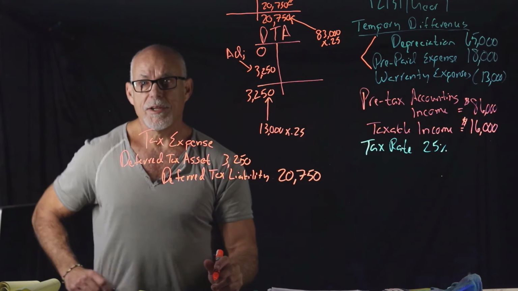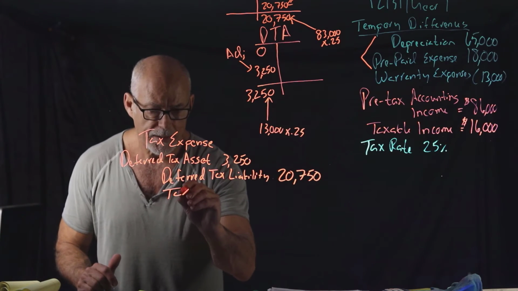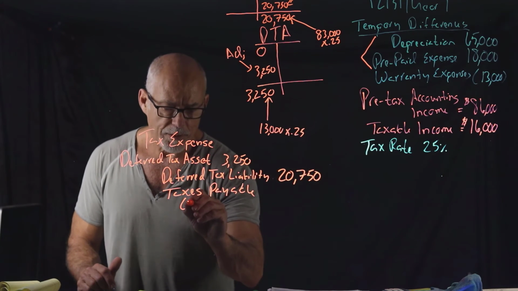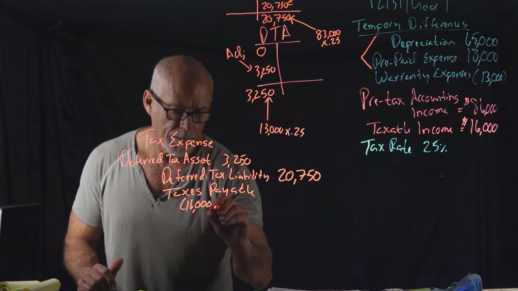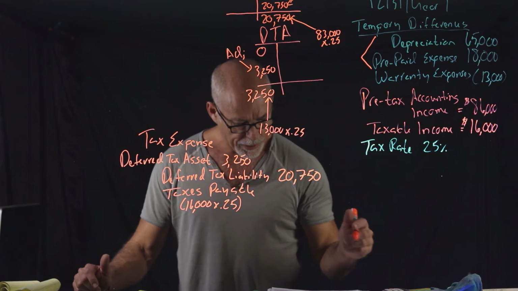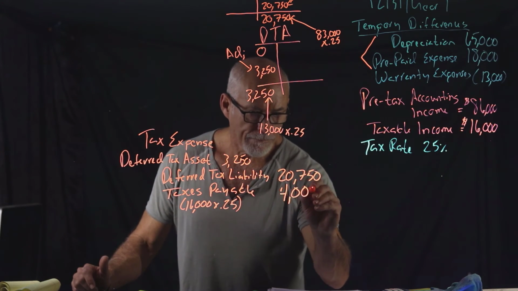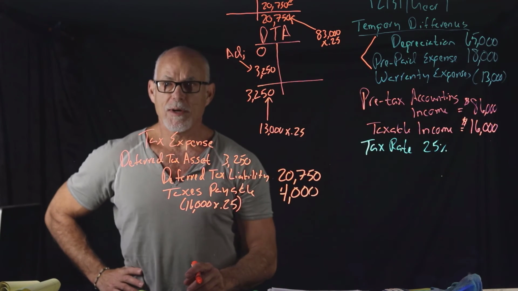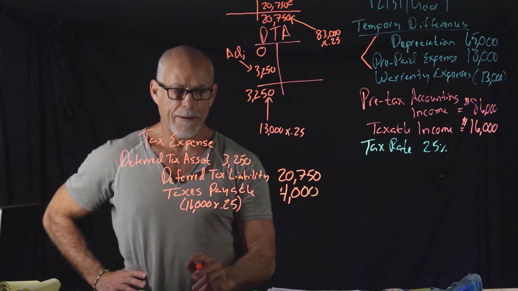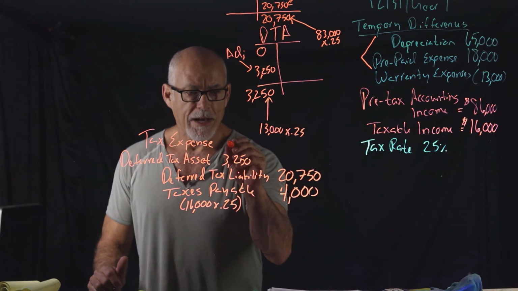And the last thing that I'm going to do before I get tax expense is to do taxes payable. And how I'm going to do that is we're going to take taxable income, which is $16,000, times 0.25. It's going to tell you what taxes payable are. So taxes payable are $4,000. And now I can back into tax expense. It's just going to be a product of these two minus that, and that's going to give us $21,500.